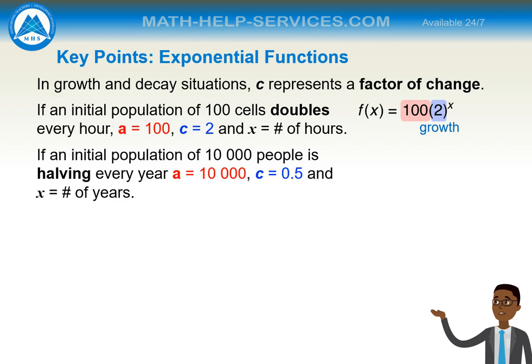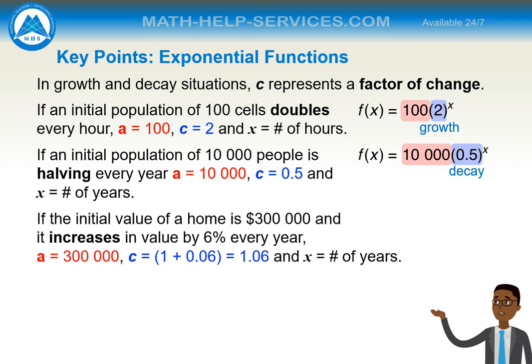If an initial population of 10,000 people is halving every year, then a equals 10,000 and c equals 5/10, and x of course equals the number of years. Here's the function to model this. Since the c value is between 0 and 1, this represents decay.